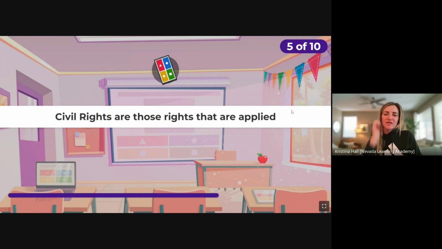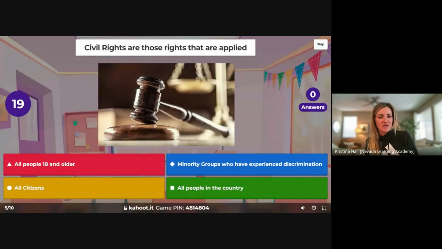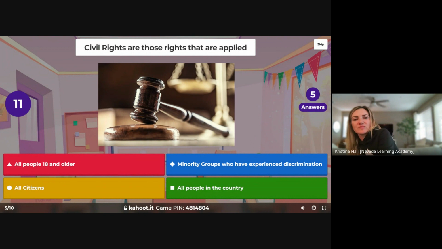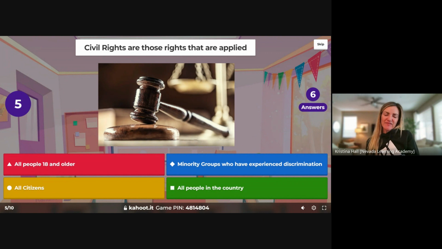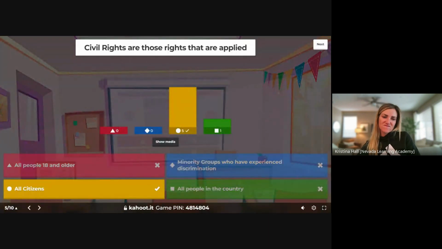Civil rights are those rights that are applied to all people 18 and over, all citizens, minority groups who have experienced discrimination, or all people in the country. So civil rights are those rights that are applied to who? Do your best. 5, 4, 3, 2, 1. Good. All citizens. Okay, so all citizens.